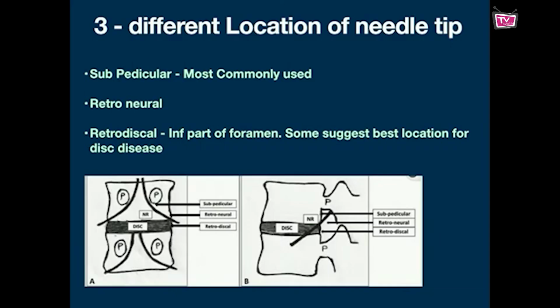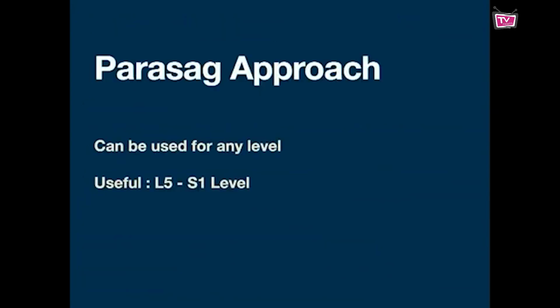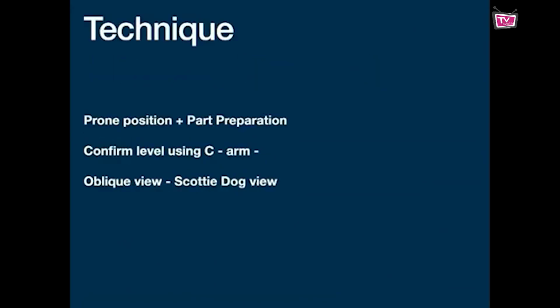Now coming to the supraneural and infraneural triangles, I have already told you that this is a safe triangle. That is what the literature says. But yes, this is quite wide. The Kambin's triangle is wider than the safe triangle, so you can use both of them. The parasagittal approach, as I told, is more useful for L5-S1 because laterally you have the iliac crest.